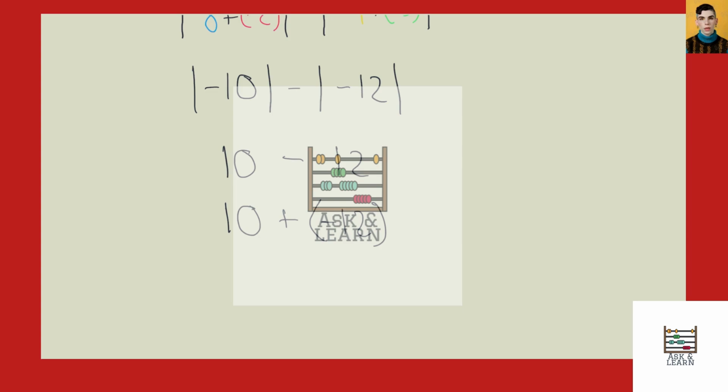That means we are adding numbers of different signs, so we want to find the difference between these numbers. Well, the difference between 10 and 12 would be 2. The question is, should it be positive or negative 2? 12 is of greater value than 10, and 12 was negative. So our answer of 2 should also be negative for a final answer of negative 2.